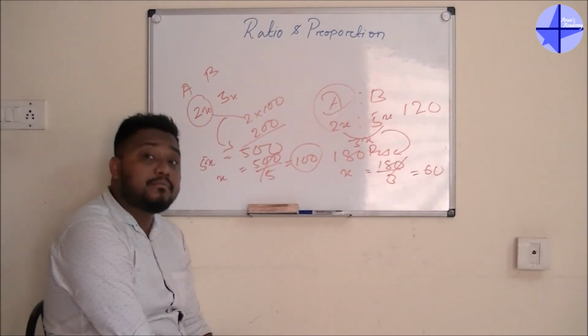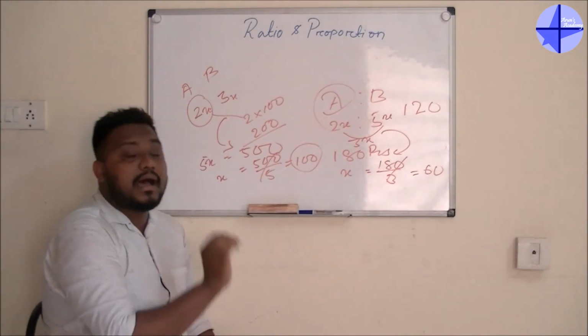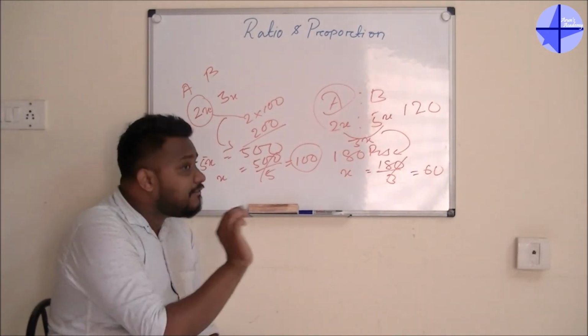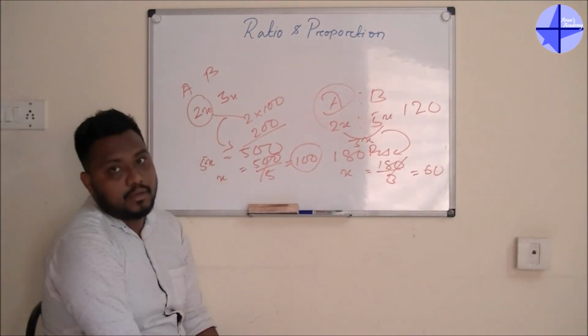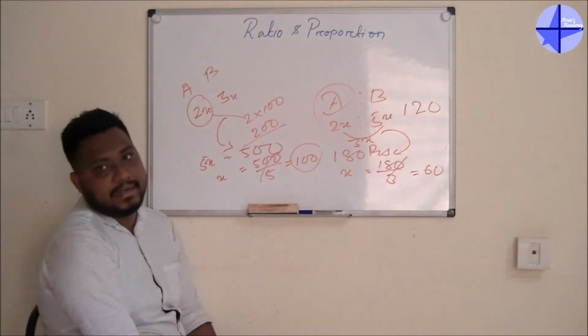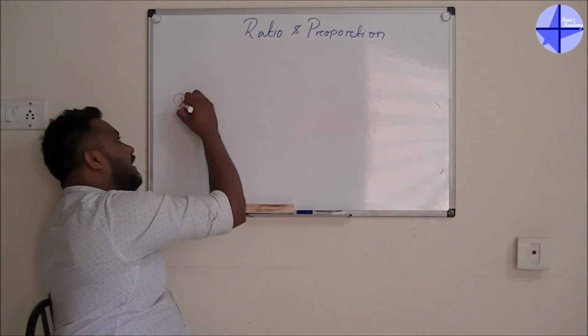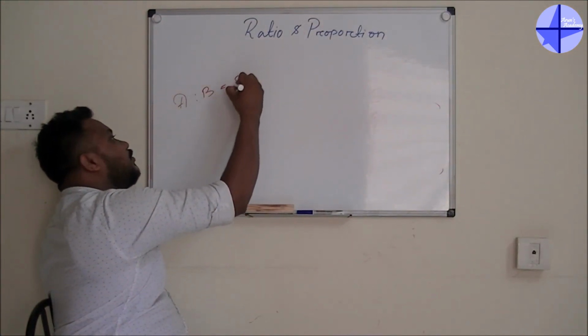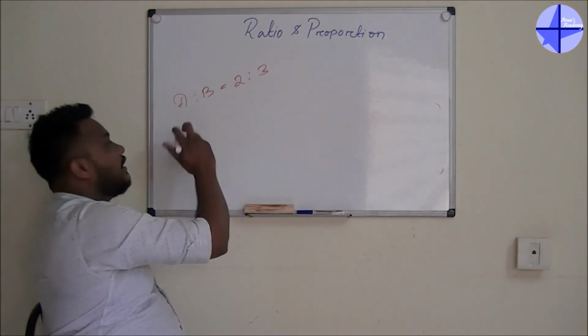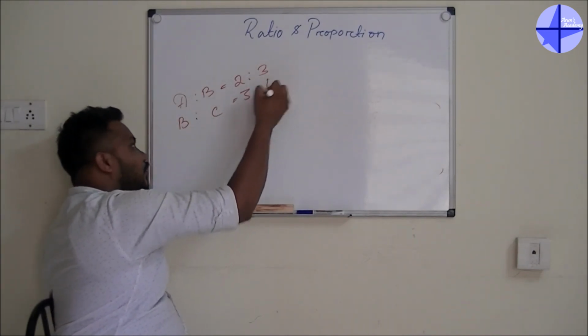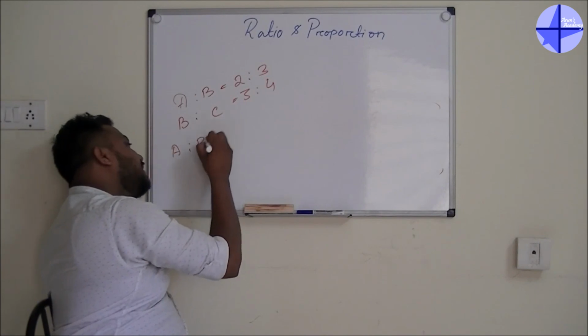Guys, type number 3 and type number 4 are very important. Okay? Type number 3, they will never give you the perfect ratio. They will tell you to find that. How to find? Look here. So they will tell A is to B is equal to 2 is to 3. B is to C is equal to 3 is to 4. What is A is to B is to C?